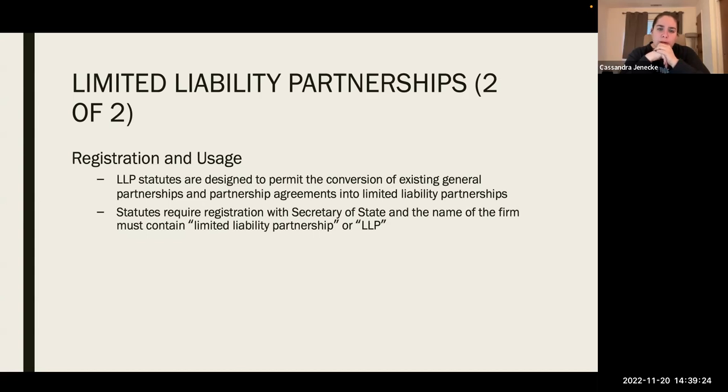You are going to note and register an LLP in the same way that you do an LLC or an LP. So you're going to register with the Secretary of State. The firm name has to have LLP or limited liability partnership.